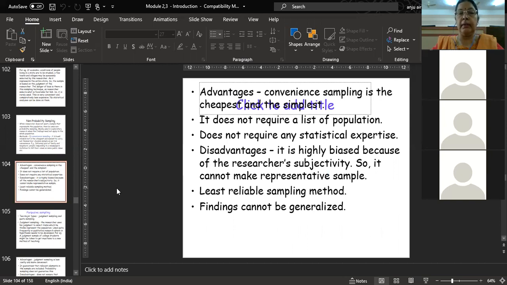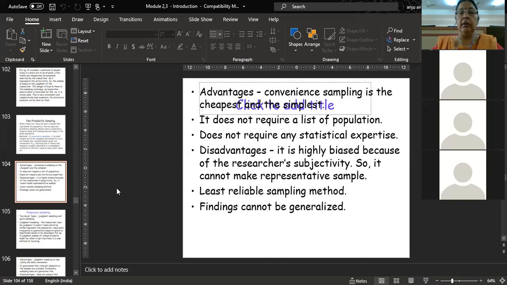So it's not a reliable sample. You have not covered all the people, you have only covered some people who are close to you. It's not a reliable sample, but it is the cheapest and simplest non-probability sampling technique. And you don't require a list of the population. You cannot do any statistical analysis on that sample. You will do only qualitative analysis on that sample. You will collect the data and then do qualitative analysis.